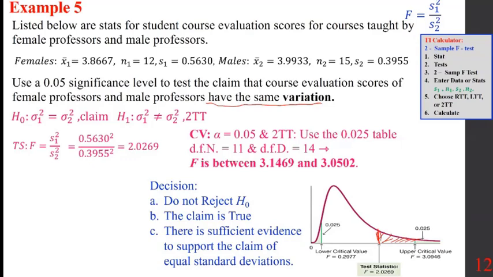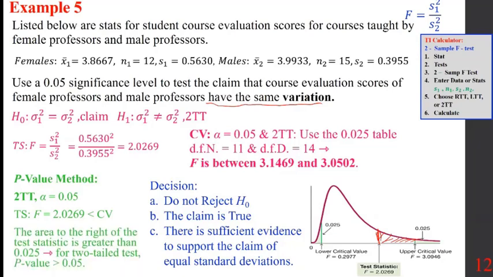You can look up the table and guesstimate that with those degrees of freedom. That means degrees of freedom for the numerator and the denominator. Or we can go with the technology. So the p-value method is a two-tailed test. Alpha is 0.05 and F is 2.0269, and that's less than the critical value. The area to the right of the test statistic is greater than 0.025 for a two-tailed test. And remember, the p-value is larger than 2 times that. Again, this is rough work from the table.